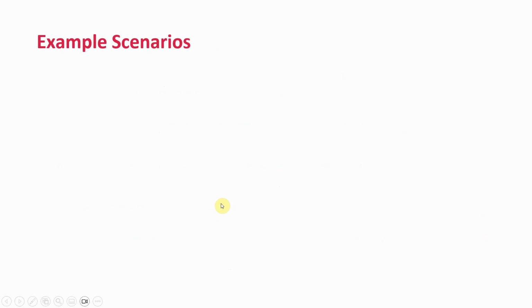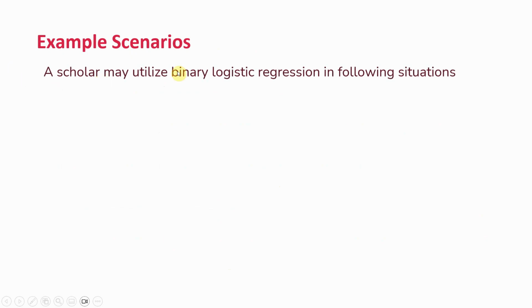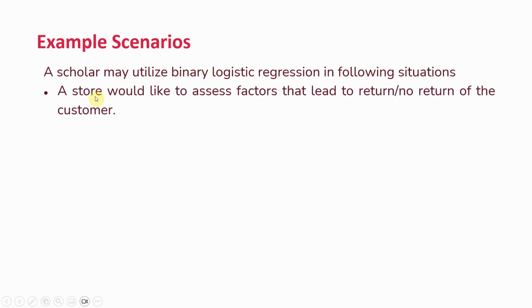Now, what are the example scenarios? A scholar may utilize binary logistic regression in the following situations. A store would like to assess factors that lead to return or no return of a customer, that is, whether the customer will fall into the return category or the no return category. Based on certain factors, you can assess and analyze this using binary logistic regression.